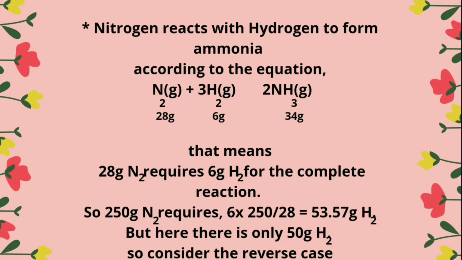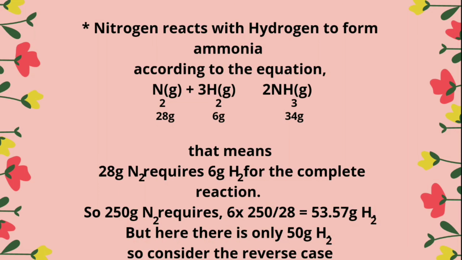Answer. Nitrogen reacts with hydrogen to form ammonia. According to the equation, N2 28 gram plus 3H2 6 gram gives 2NH3 34 gram. That means 28 gram N2 requires 6 gram H2 for the complete reaction. So 250 gram N2 requires 6 into 250 by 28 is equal to 53.57 gram H2. But here there is only 50 gram H2.